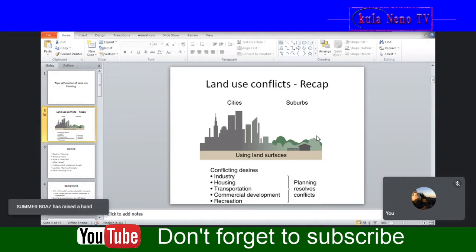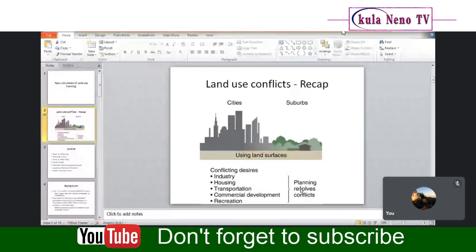And the way to solve them is by using planning. Planning resolves these conflicts. That is what you're learning in this unit. Whatever we are learning is all geared towards planning, planning on the use of land, prioritizing. And you already went through the process of what you need to do. You need to look at alternatives. You need to get your background data, very, very important, your inventory.